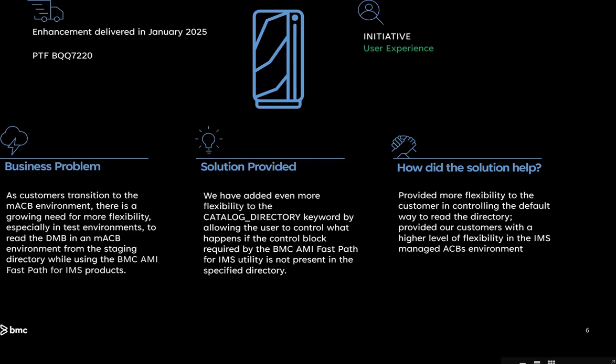We added an option wherein you can specify a value of catalog_directory equal to staging,Y for yes, which instructs the BMC AMI FastPath for IMS utility to check the staging directory first, and if it doesn't contain what is needed, then it goes to the active directory. Conversely, you can also specify catalog_directory equal to staging,N for no. It results in a critical error if the required control block is not present in the staging directory. No attempt is then made to obtain the control block from the active directory, which was the primary requirement for this particular customer.